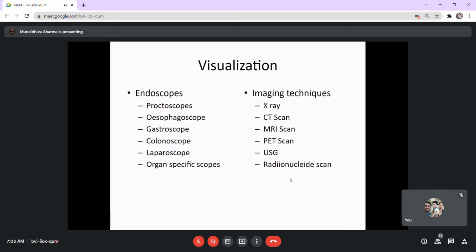Now that's about one set of the investigations, the microscopic studies, so we come to the end of that chapter. Next, the set of investigations would be to enhance the capacity of visualization. For visualization, there are basically two varieties of techniques which are used.